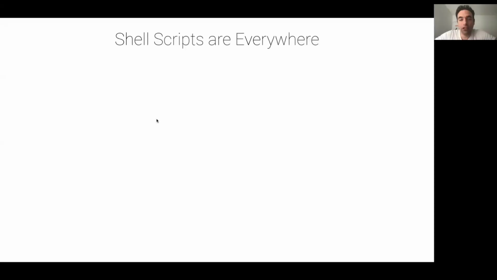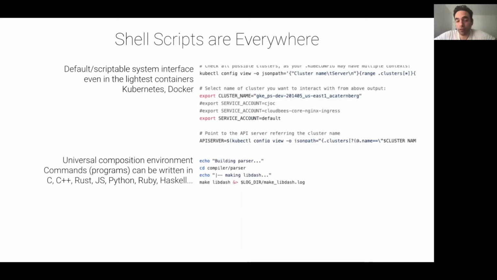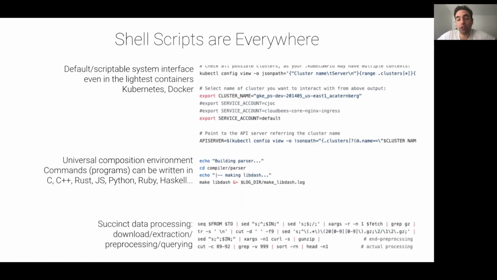Shell scripts are everywhere because the shell is everywhere. It is the default system interface, even in environments that do not contain other programming languages. It's a universal composition environment that allows the composition of programs that are written in any programming language. This allows really succinct program composition for data processing or system administration.